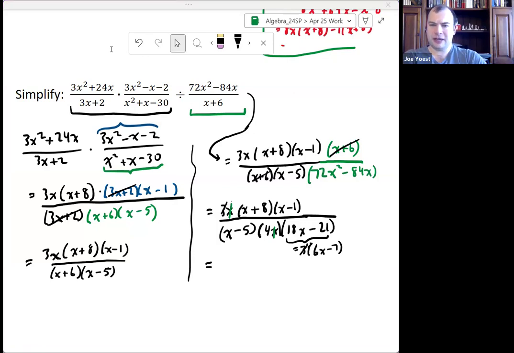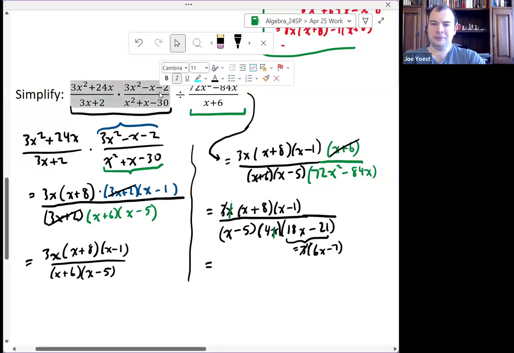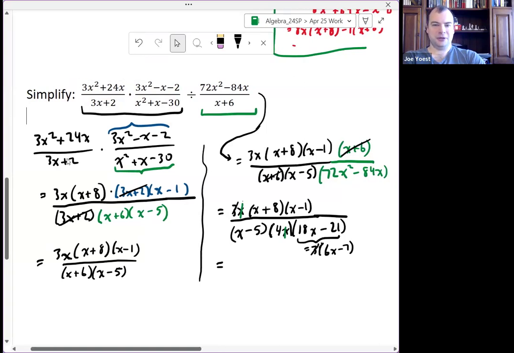Okay, it's about 5 minutes. So again, this was a pretty involved problem. We can start by taking these first two rational expressions multiplied together and figure out what they are. So 3x squared plus 24x over 3x plus 2, times 3x squared minus x minus 2 over x squared plus x minus 30. I'm just going to multiply the numerators and multiply the denominators.